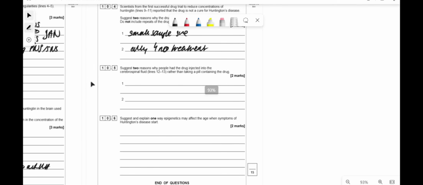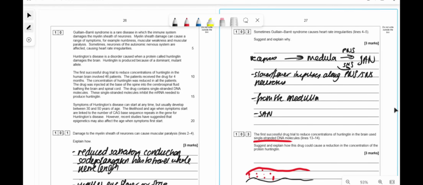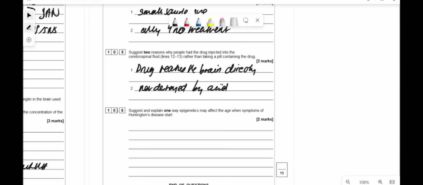Okay, it says suggest two reasons why people have the drug injected into the cerebrospinal fluid rather than taking a pill containing the drug. If you look at the data, it says that the cerebrospinal fluid bathes the brain and spinal cord, and the problem itself is in the brain. So rather than taking a tablet and relying on it to go through your entire gastrointestinal tract and be absorbed into the blood, the drug reaches the brain directly. That's obviously one thing. What happens when we take tablets? Well, we've got stomach acid that will absolutely batter it, so the drug is destroyed by acid. Obviously, we have ways around it, or else we wouldn't be able to take any meds by mouth at all. But in this case, that's what they're looking for.